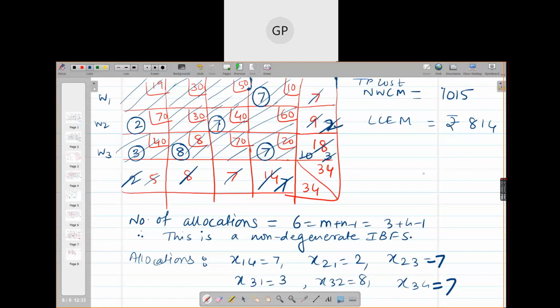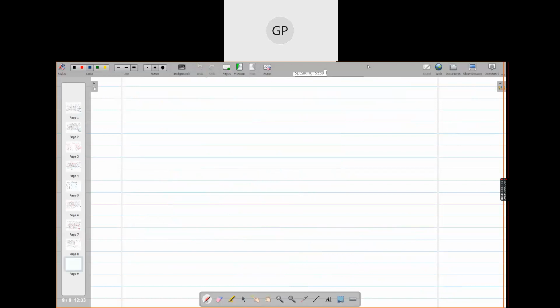So it is significantly reduced, right? Because here we are actually considering the transportation costs. So this is a better method than NWCM. Have you understood it, girls?